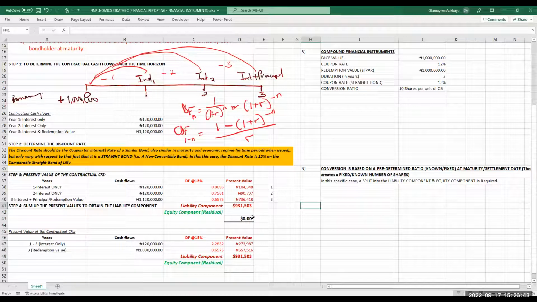That means you must understand the principle you've learned severally on annuity. When you have a series of cash flows, and they are even cash flows, you can aggregate them together and use the principle of cumulative discount factor. But if it's a single cash flow, what you do is to determine the discount factor for each of those years.